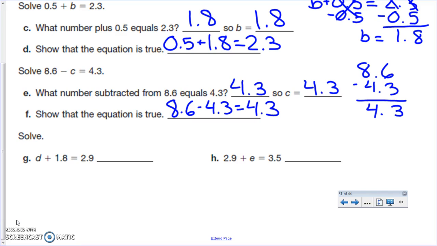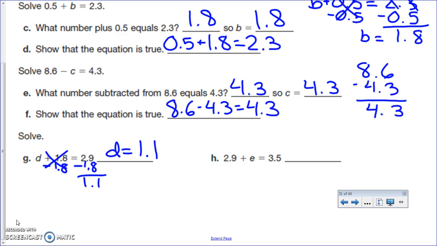So for g, we have d plus 1 8/10 equals 2 9/10. So to get the d by itself, we're going to subtract 1 8/10 from both sides. So d equals 1 and 1/10. For h, we're going to rewrite it so the variable's in front, so we're going to do e plus 2 and 9/10 equals 3 and 5/10.